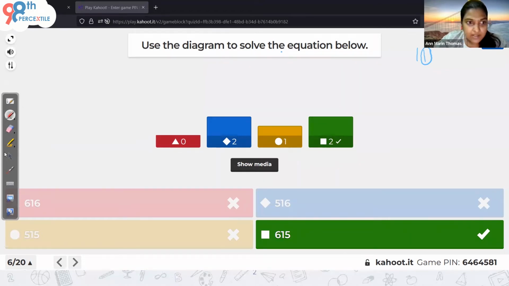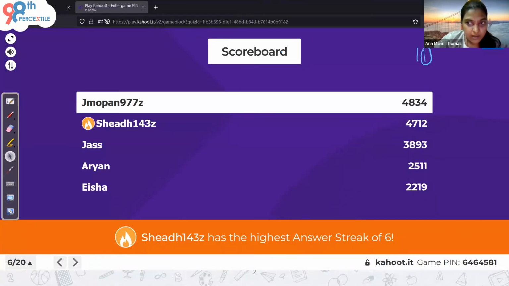We have the next scoreboard here. Next. Okay. Oh, Jame Open is on top score here. Shiad has given the highest answer streak of 6. All your 6 answers were right, Shiad. Very good. Jazz, Aryan, and Aisha are doing a great job. Come on. All the others, I want quickly your names coming up. All right. Let's be quick.